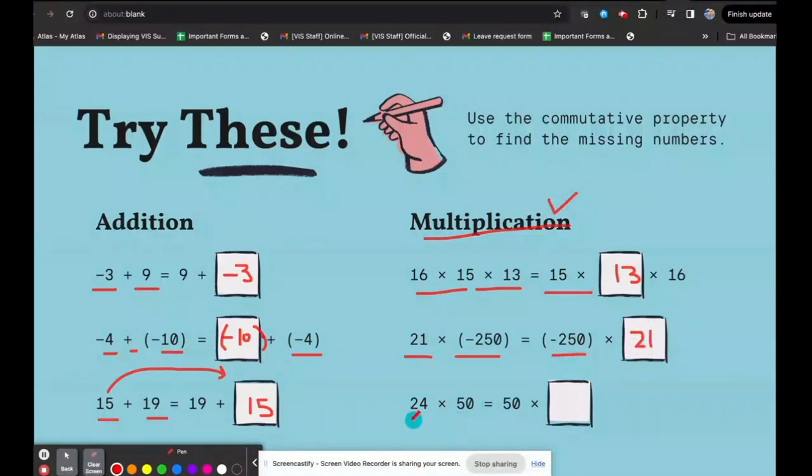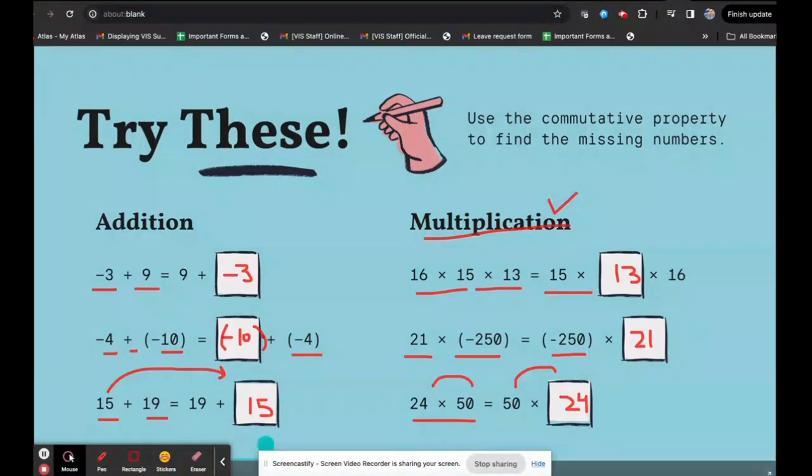The last example is 24 times 50, which is equal to 50 times 24. So the commutative property of multiplication says that if we change the order of numbers in multiplication, the answer will remain the same. Right. So we can move to the next slide now.